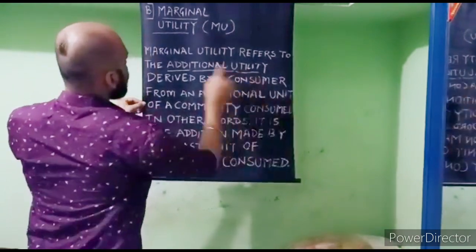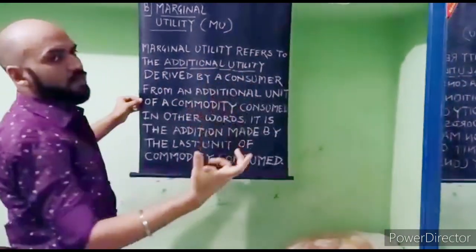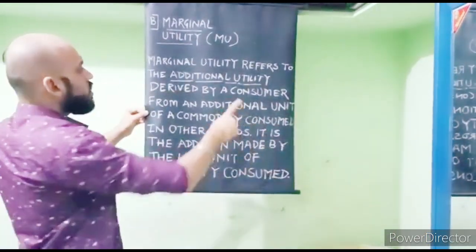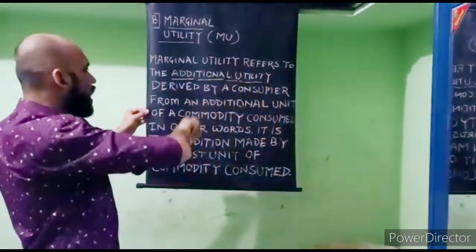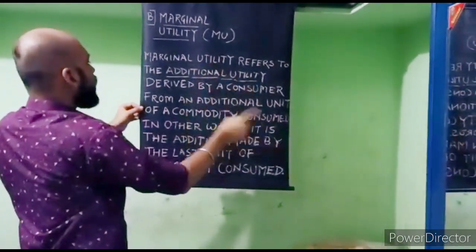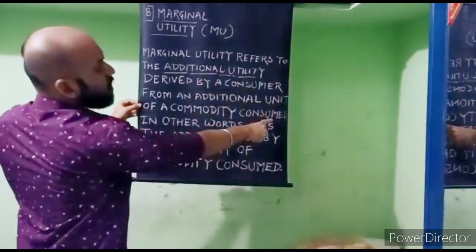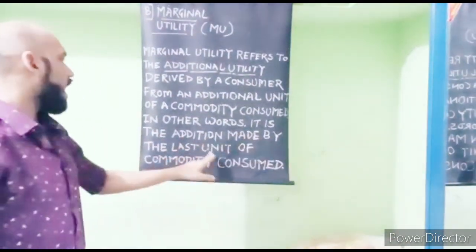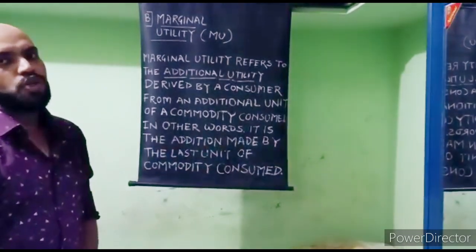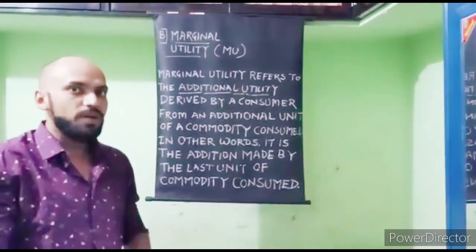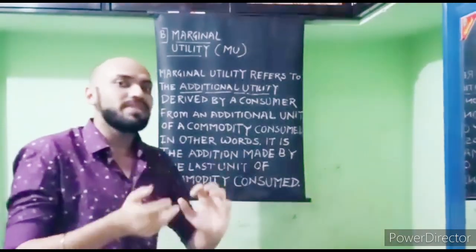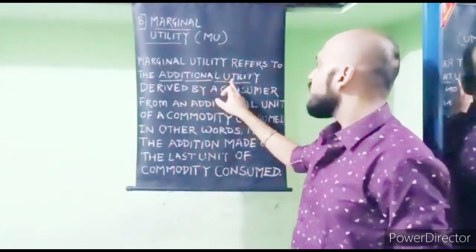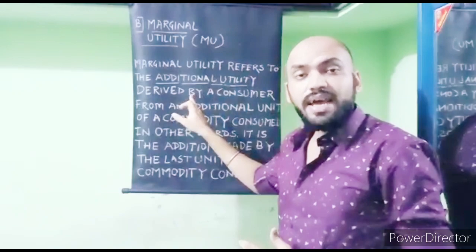So marginal utility refers to the additional unit. When he eats the second one, after the first satisfaction level, then the additional utility starts. Then marginal utility starts. So marginal utility is what he gets from the additional unit after consuming. In simple words, it is the additional utility made by the last unit of commodity consumed. Whatever utility he gets from the last commodity he consumes is called marginal utility. The term is very simple: marginal is nothing but an additional utility.